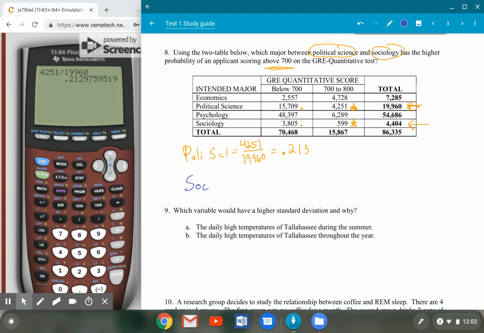And then for sociology, that probability is going to come from the 599 out of their total, which is 4,404. 599 divided by my 4,404, and that gives me 0.136, or 13.6%. So who has the higher probability? Political science ends up having the higher probability at 21.3%.